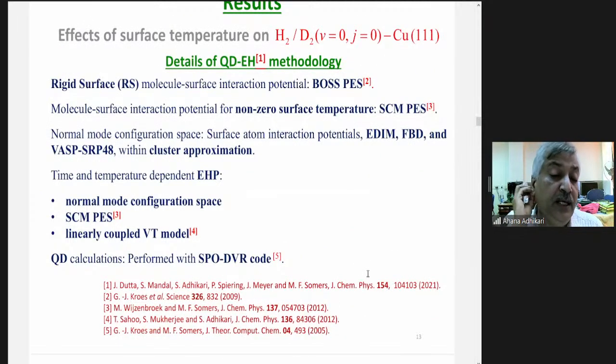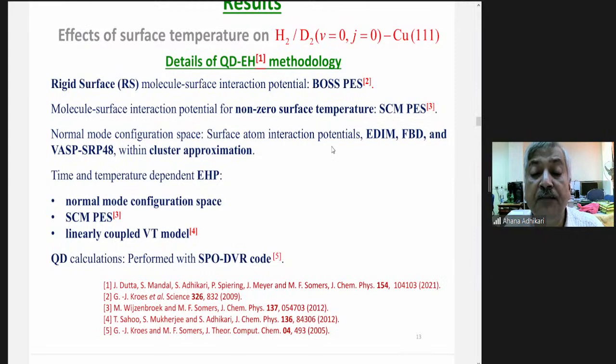So very sketchily, I can tell you the rigid surface potential. This is the summary before I go to the results section. I have taken the rigid surface, that means the surface atoms are not allowed to move, and that potential is the Born potential. When the surface atoms are allowed to move, that potential is called the SCM potential.